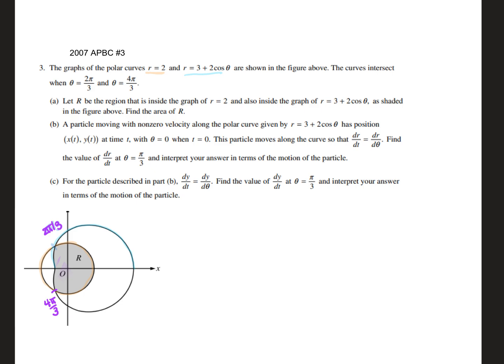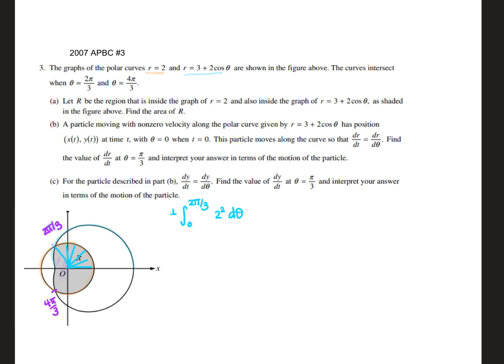So the first one says, let R be the area inside the graph of the circle and inside the graph of the cardioid, so common area. Find the area of R. So what we're going to do is imagine cutting our theta wedges. First we start at theta equals 0, where we'd want to stop at the orange curve. So from the integral from 0, we're going to keep cutting to the orange curve until 2 pi over 3, and that would be R squared d theta.